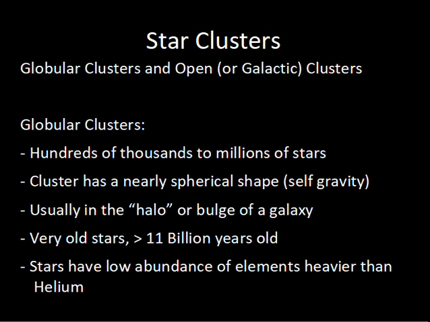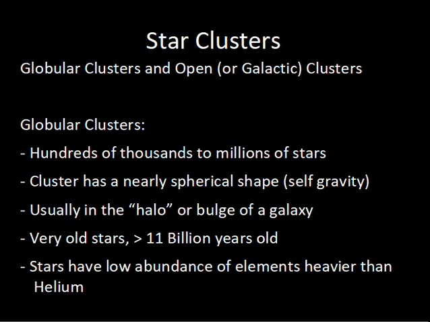We usually find the globular clusters in the halo of a galaxy or in the bulge near the nucleus, where the older type stars are found, and the globular clusters are 10 to 13 billion years old, most of them over 11 billion years old. We'll talk about how the age, at least one way the age is determined.